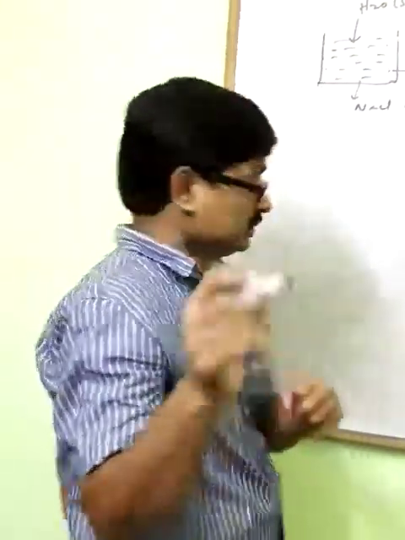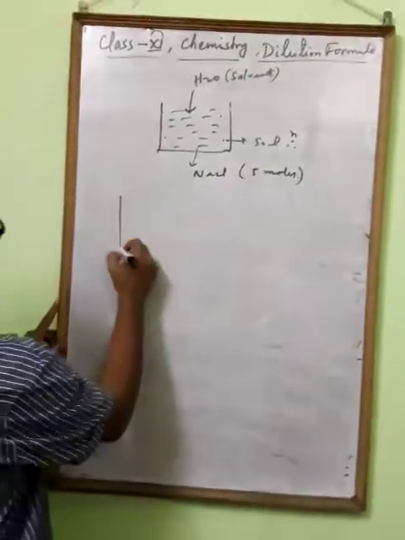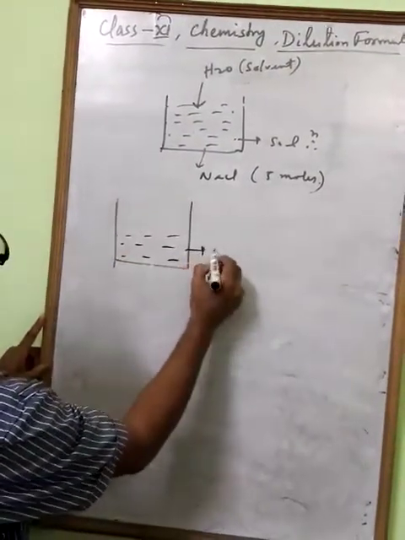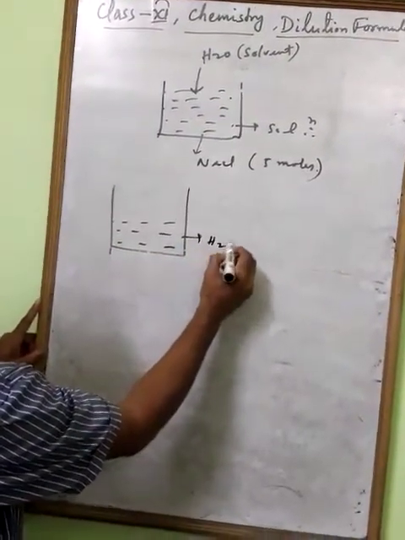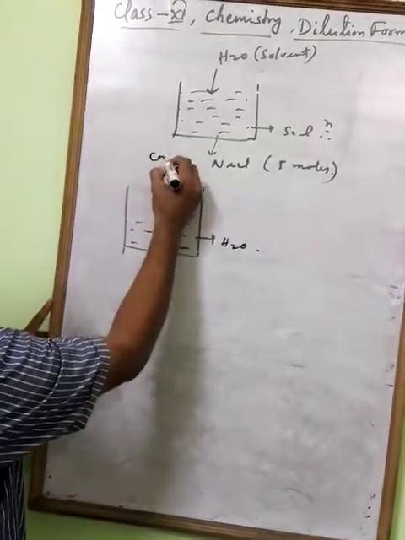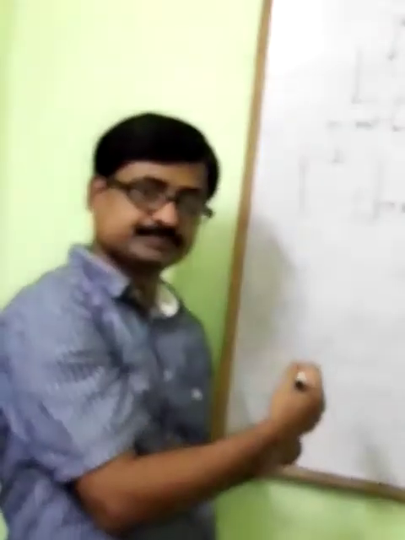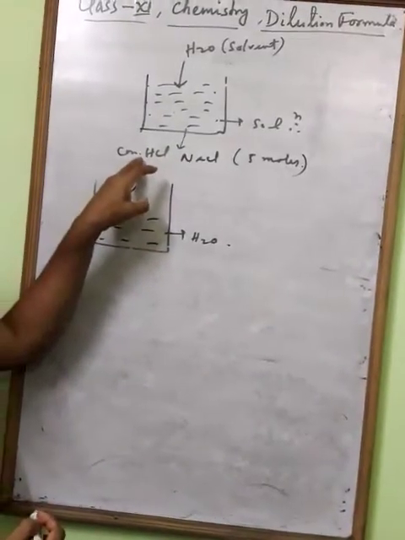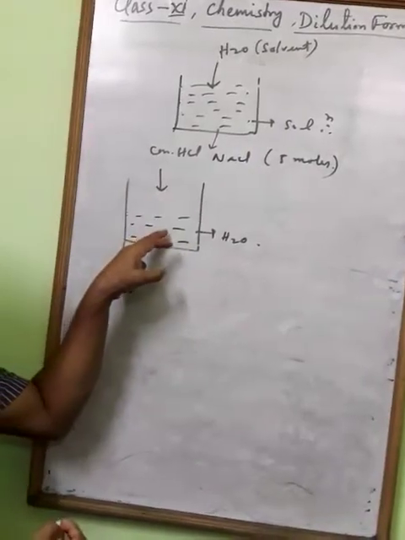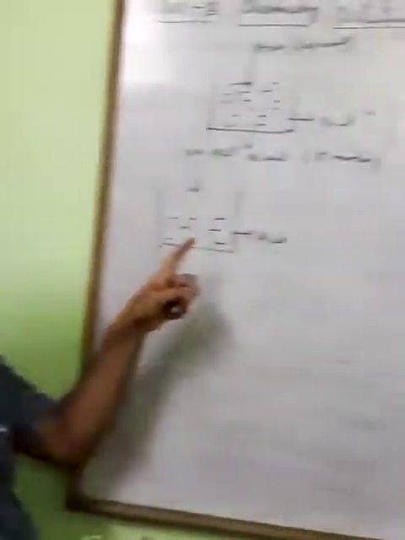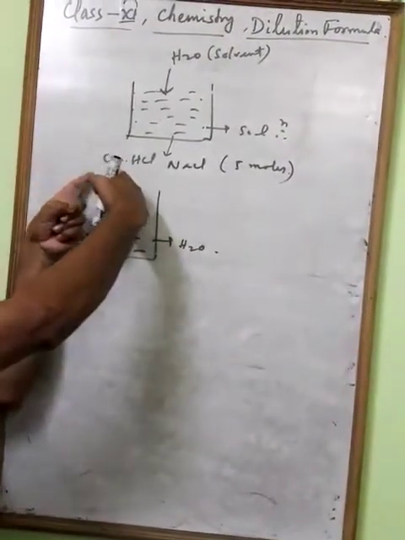Why? Suppose this is the container, a beaker, and this is water. You are going to add concentrated HCl here, drop by drop, to make dilute acid. So what I told, put acid in water.